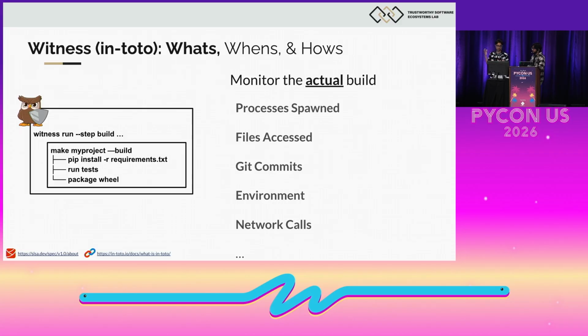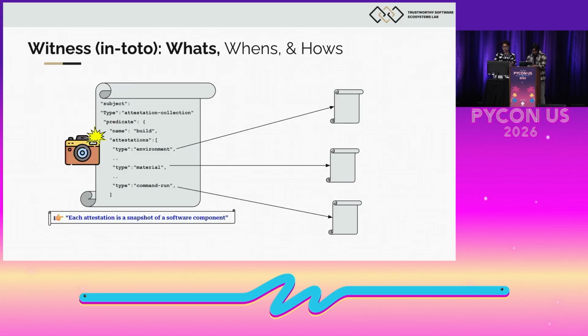What this actually does is monitor the build that you ran. It will look at the processes that were spawned and what files were accessed when you ran python build or cargo build --release, or whatever your pipeline might look like. It also looks at the Git commits present in the directory that you're building. It looks at the environment variables. It also looks at the network calls that these processes might be making. What it gives you at the end is this attestation, which has these different plugins.